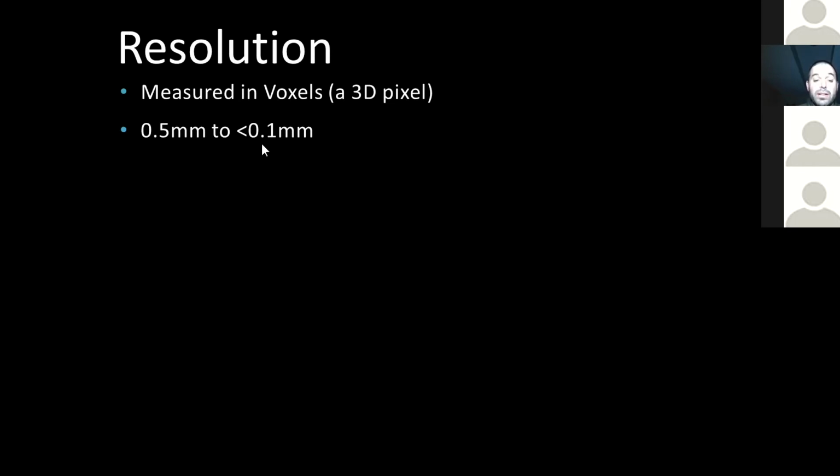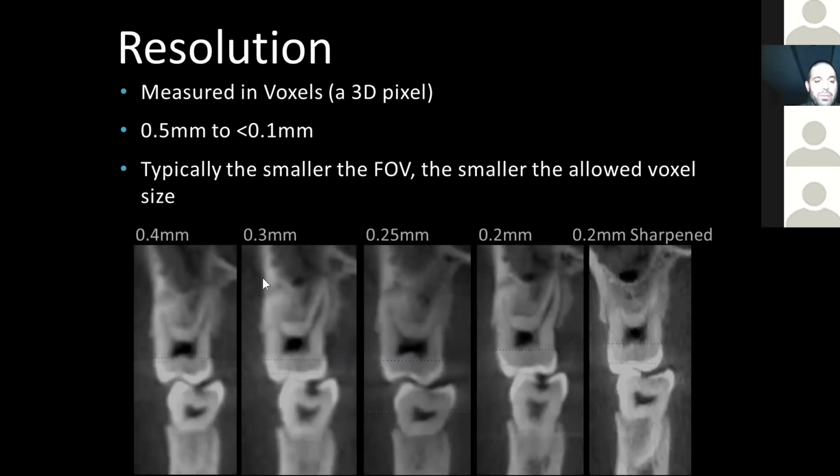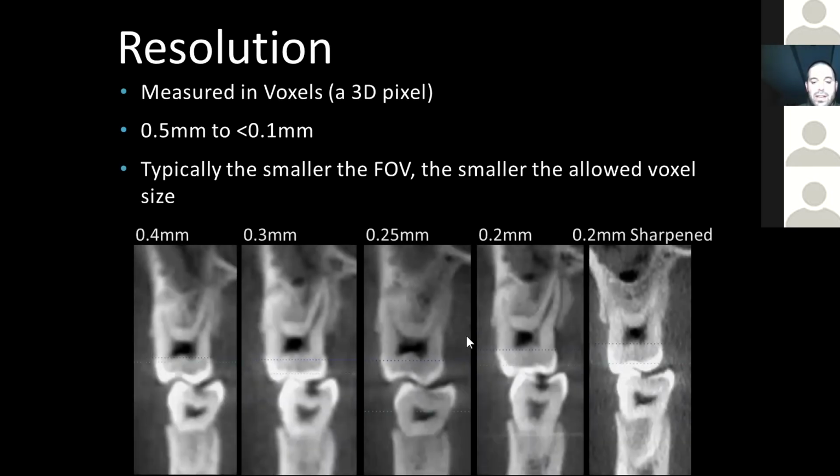So pretty darn small, really. Now the trend is, typically the smaller the field of view, the smaller the allowed voxel size. So I've got a picture here of a scanned phantom skull where we've got images from 0.4 down to 0.2. We won't be talking about sharpening much, but I just bring this up because even at 0.4, you can see things like canals fairly nicely.